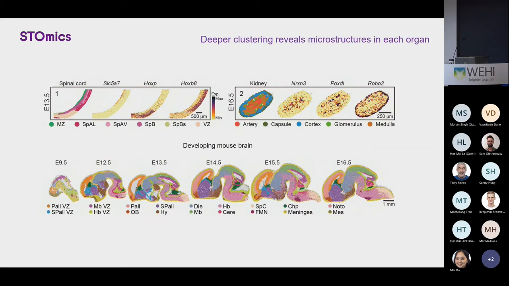And then when we do a round of reclustering or deeper clustering, still using bin 50, within each of these different tissue regions, we're able to see very clearly the anatomical subregions within these tissues in the brain and the spinal cord, and also, for example, in the kidney, we're able to see the microstructures.